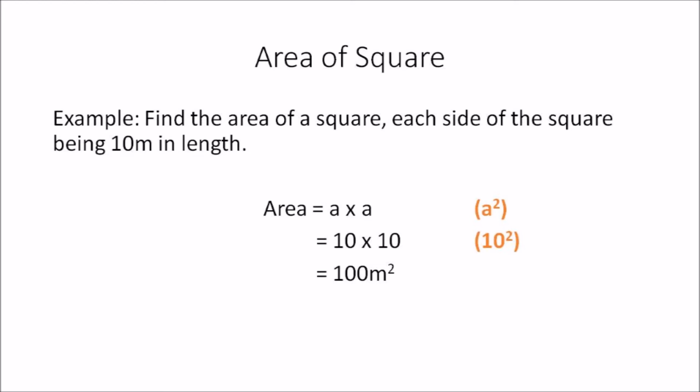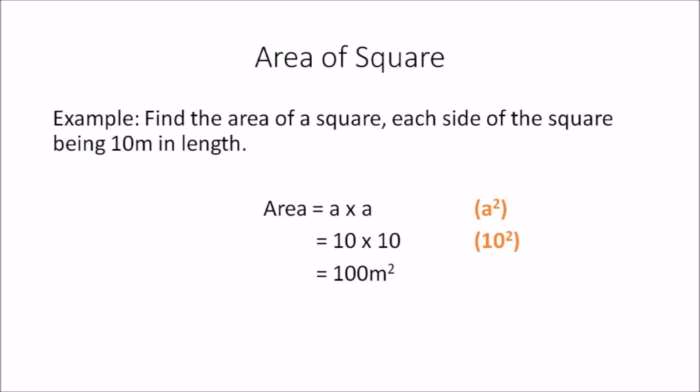In this example, find the area of a square, each side of the square being 10 meters in length. So this time the measurement is in meters, and one of the side lengths is 10 meters. So again, the formula is the same. Area is equal to A times A, which becomes 10 multiplied by 10, and the answer you get is 100 meters squared. Now, on the right hand side, you'll see I've written A squared and 10 squared.